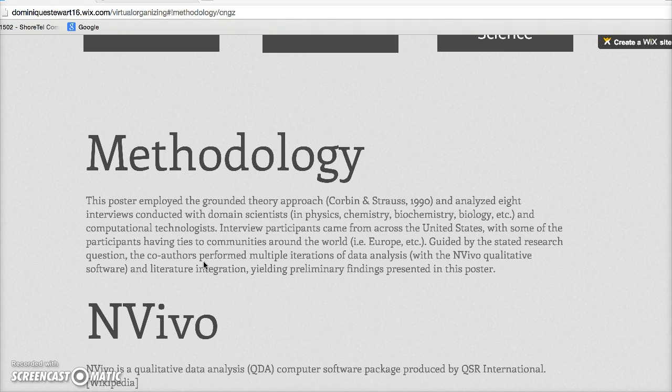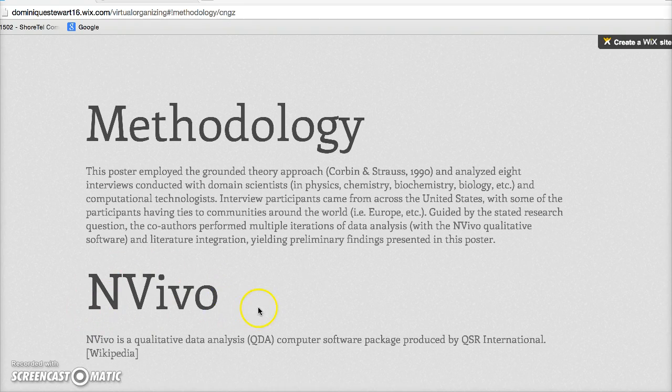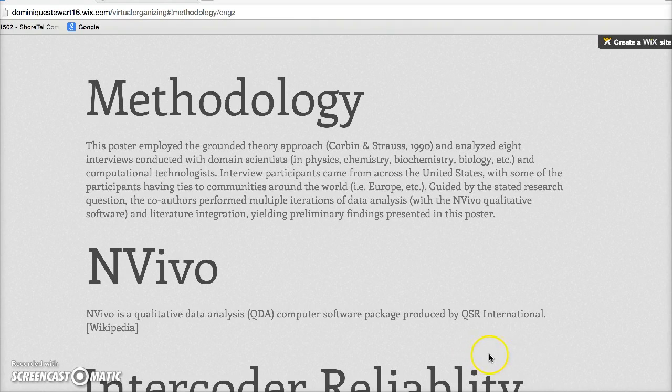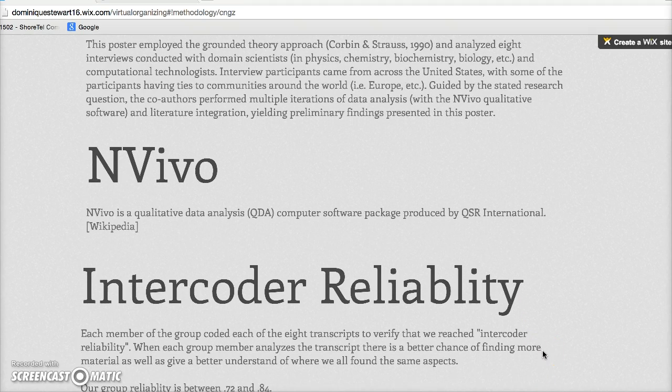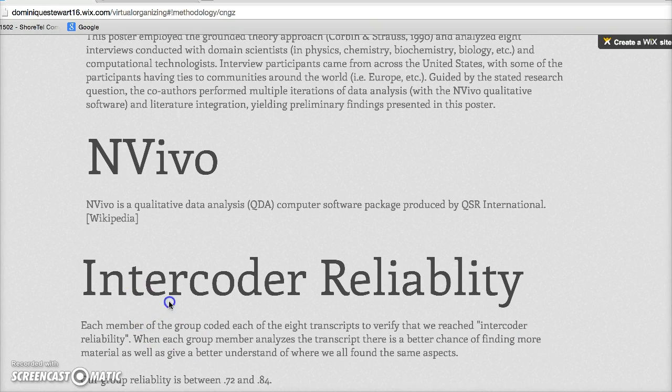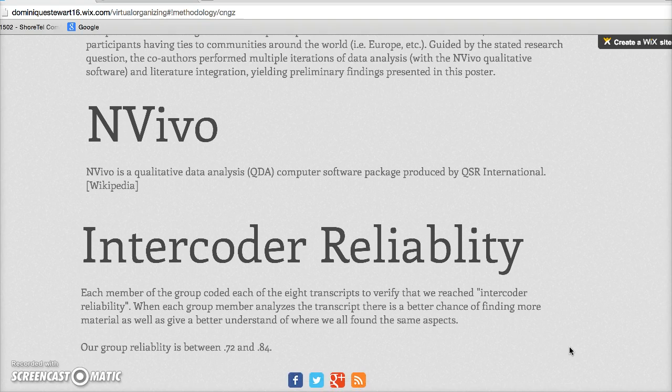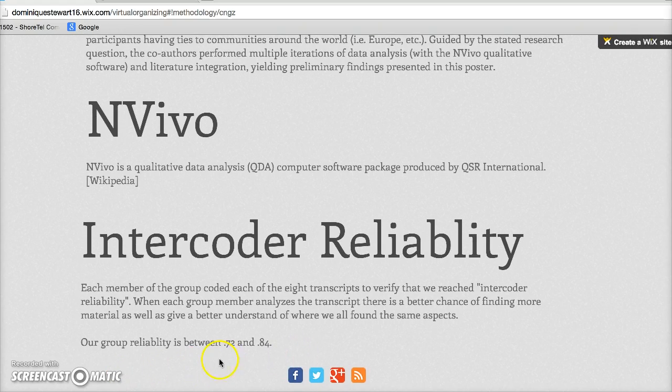What is NVivo? It's a qualitative data analysis computer software package produced by QSR International. It's what we use to analyze all of our data. In order to reassure rigor, our group used intercoder reliability by assuring that each member read through all 8 transcripts on their own. Our intercoder reliability for this project is between 0.72 and 0.84. Because our reliability is higher than 0.7, it proves to be acceptable for social research.